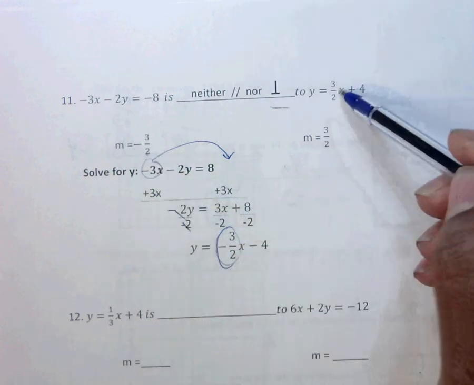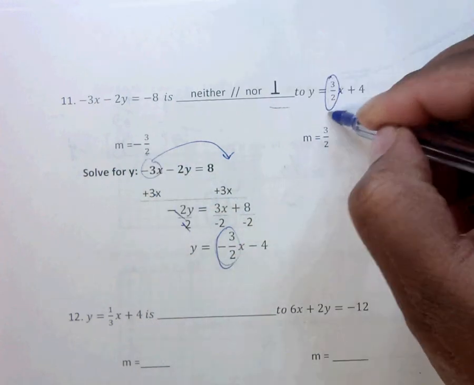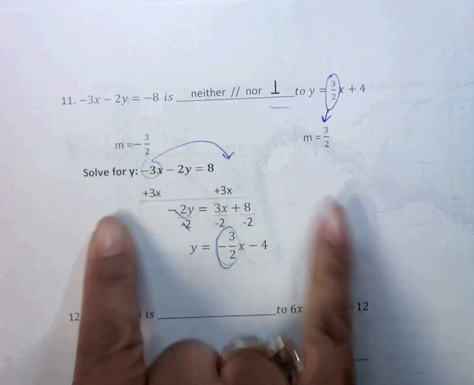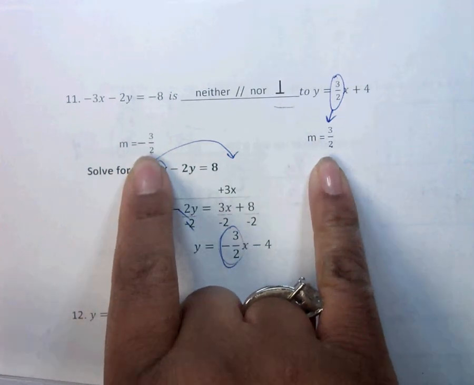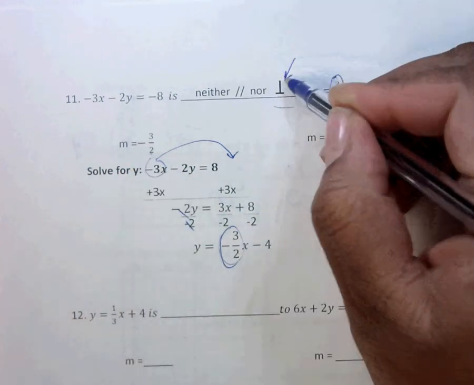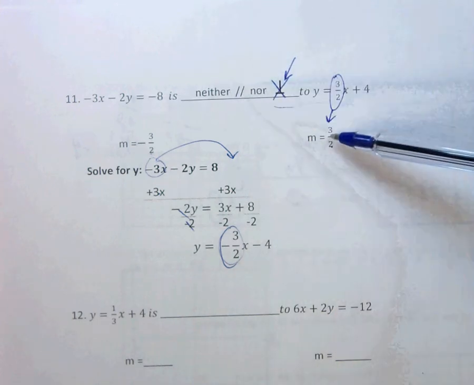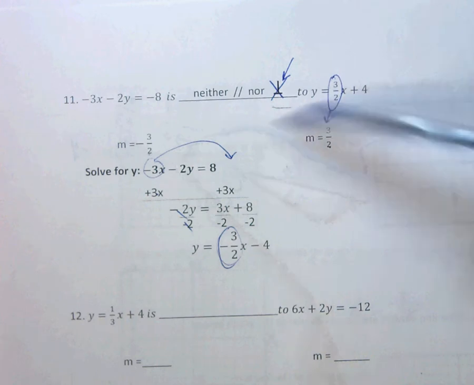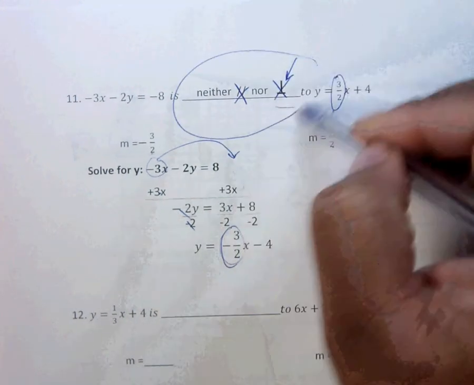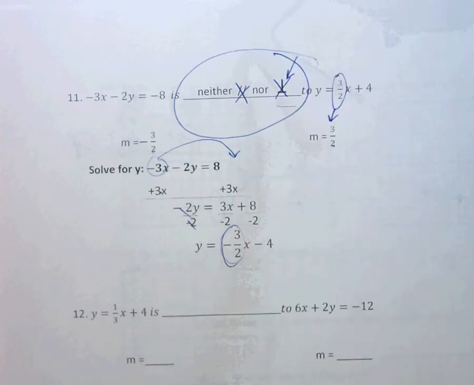And the slope for this one, I don't have to do anything to it. I can just bring it down. It's 3 over 2. The signs changed, but it didn't flip, so I know it is not perpendicular. But it can't be parallel either because they have to either both be negative or both be positive. So this is neither parallel nor perpendicular.